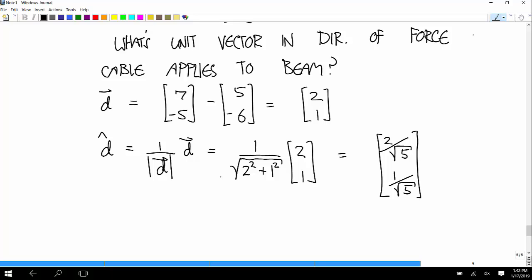But the reason this is the way to go in 3D is because it tends to be a lot easier to calculate coordinates of points in 3D than it does to deal with angles in multiple planes. Okay, so come up with the coordinates of the points, do the subtraction, and then take the unit vector in that direction. Anybody have any questions about any of that?